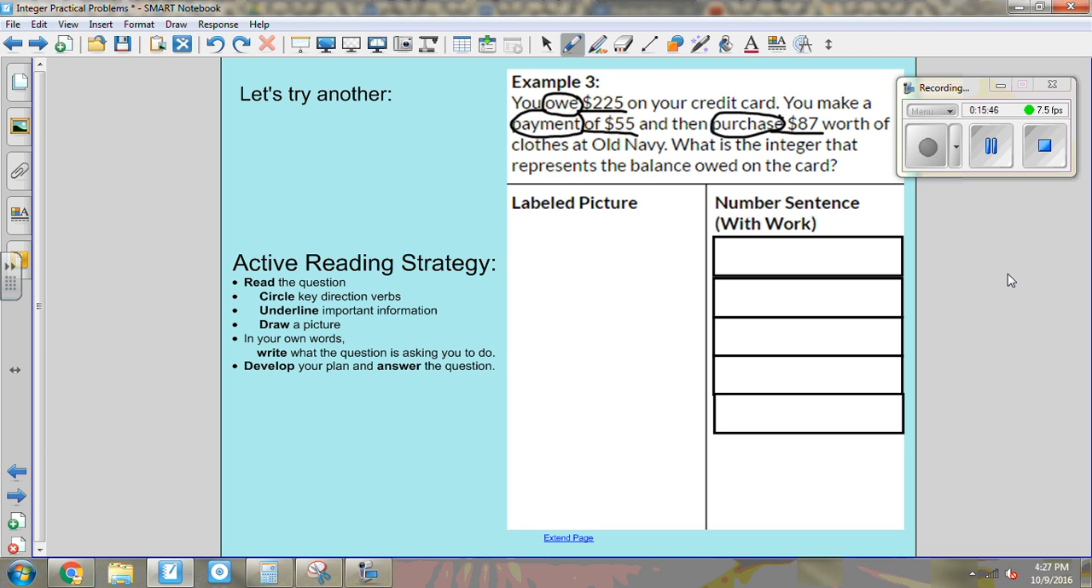So now I'm ready to draw my picture. Now this picture is going to look a little bit different because this is kind of a list of transactions. So I'm kind of thinking about how you would draw your checkbook. So I have my beginning balance.